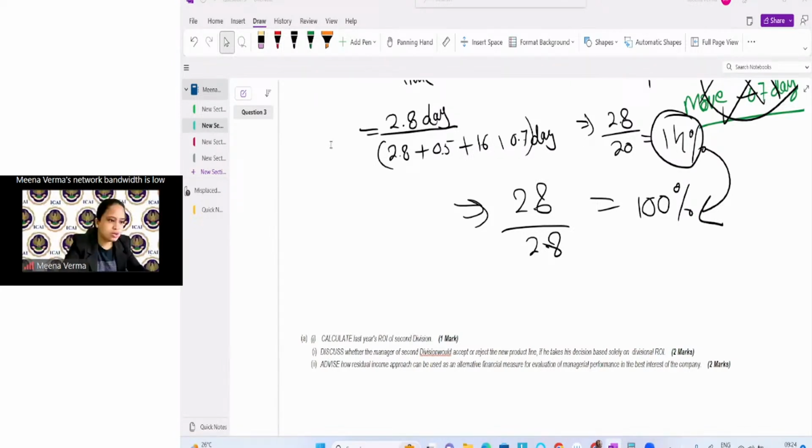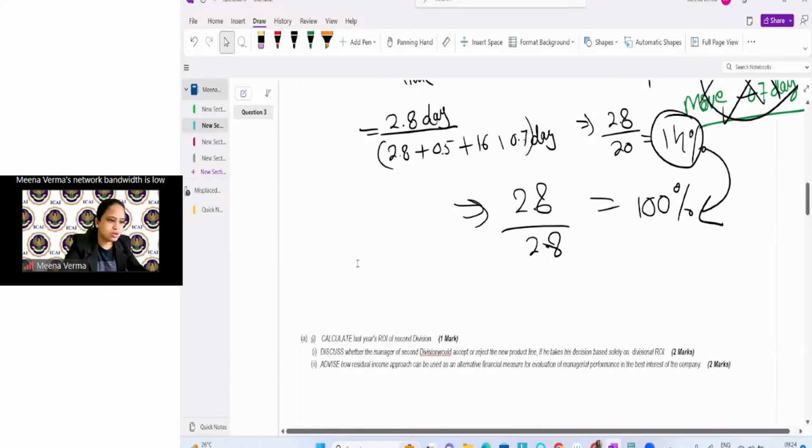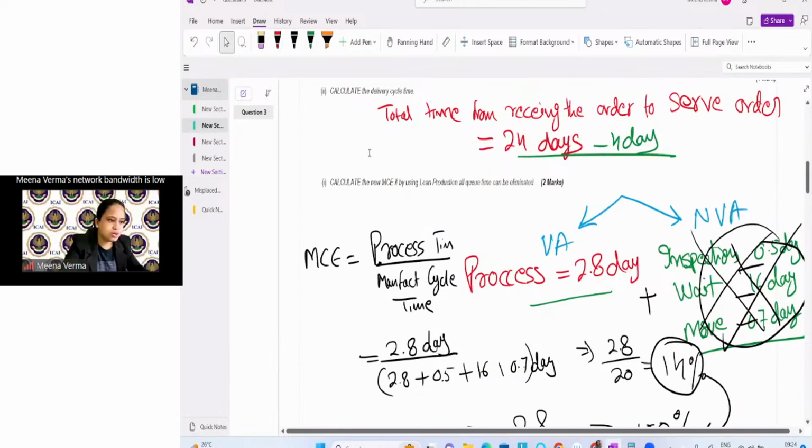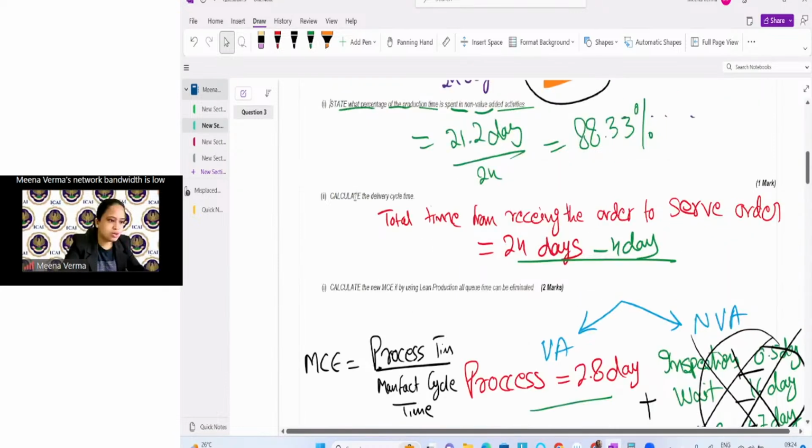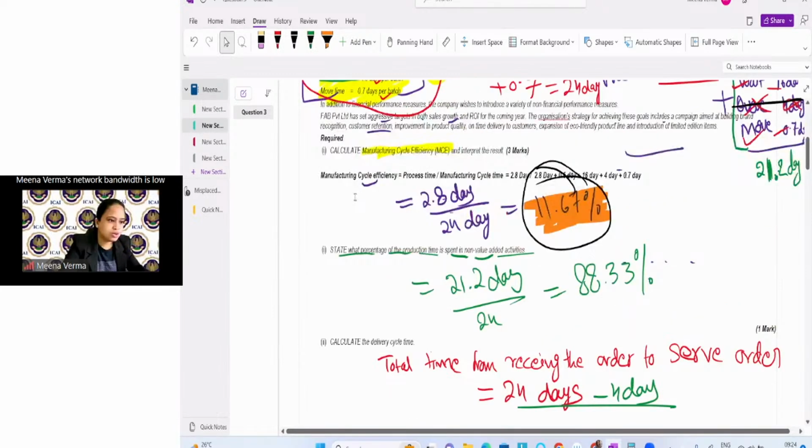This was the portion of the question we have covered. We have covered manufacturing cycle efficiency, everything. We have learned the reason also. We know the role of value-added activity and non-value-added activity here, and how they play their role. We have learned all these things, so it's all covered.